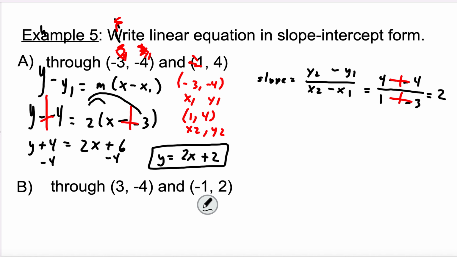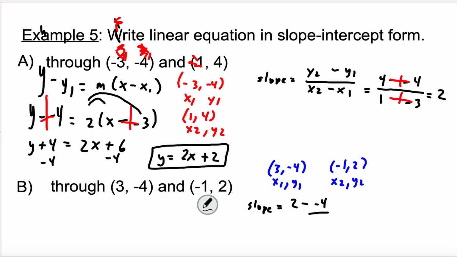All right, so very similarly down here, my next problem, I'm going to call this 3, negative 4, my x1 and my y1. And I'm going to call this negative 1, 2, my x2 and my y2. So I have to find the slope in this one first because they didn't give it to us. So the slope is equal to y2, which is 2, minus y1, which is a negative 4, all over x2, which is a negative 1, minus x1, which is a 3.